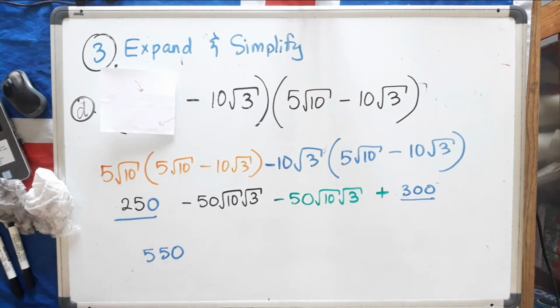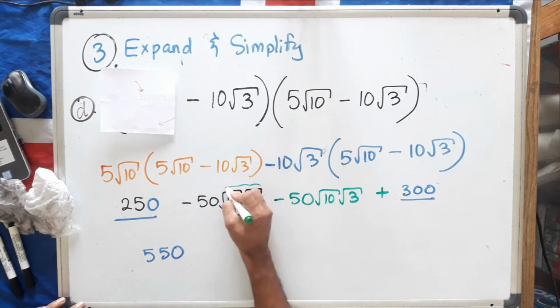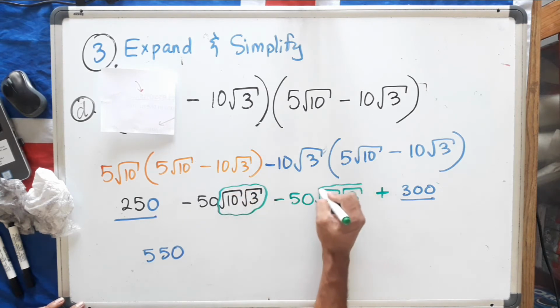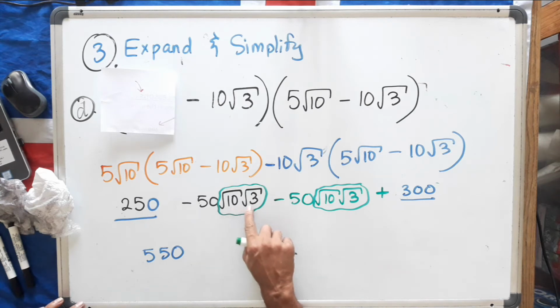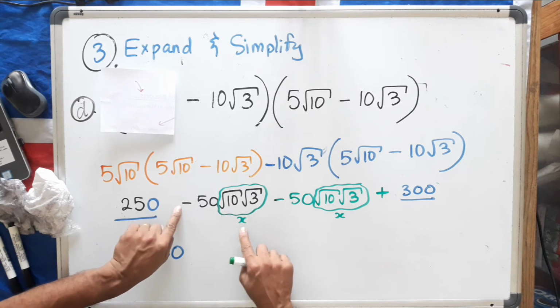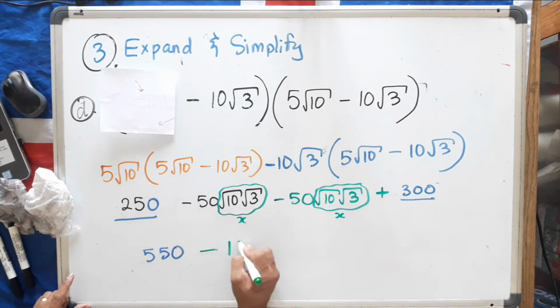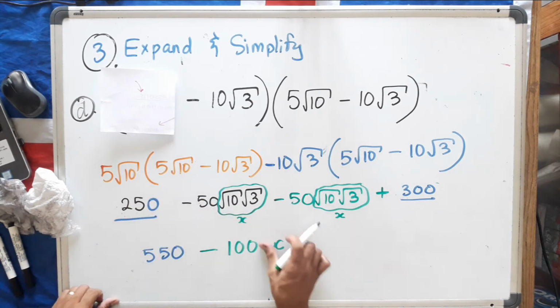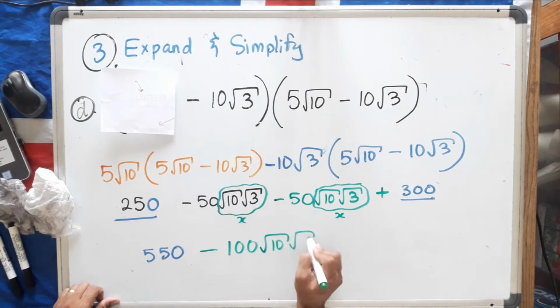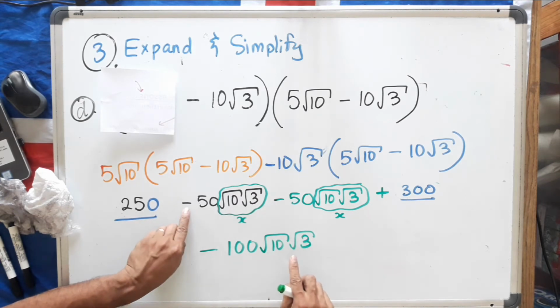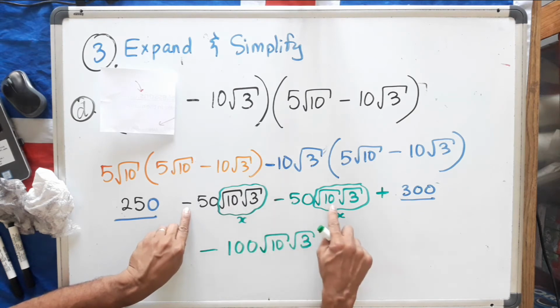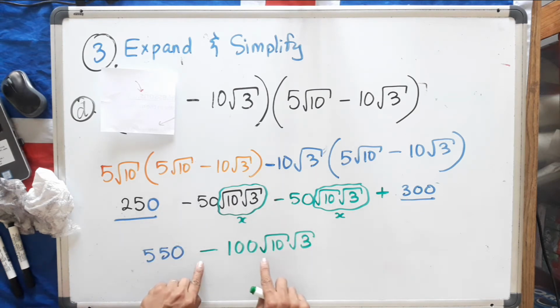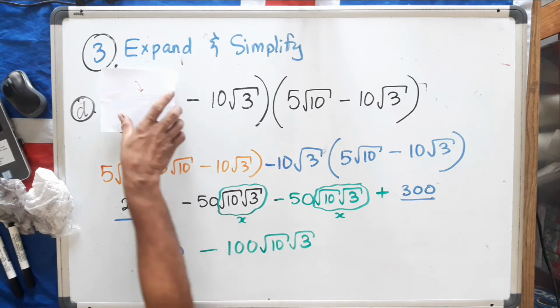Now look at this. This may not be obvious. Both of them have a square root of 10 and square root of 3. So this acts like an x. If I told you minus 50x and minus another 50x, I will get minus 100x. But instead of an x, the common element, you're going to put the square root of 10 and the square root of 3, right? Minus 50 of these minus another 50 of these will give you minus 100 of those. All right? So I really hope that you understood this example.